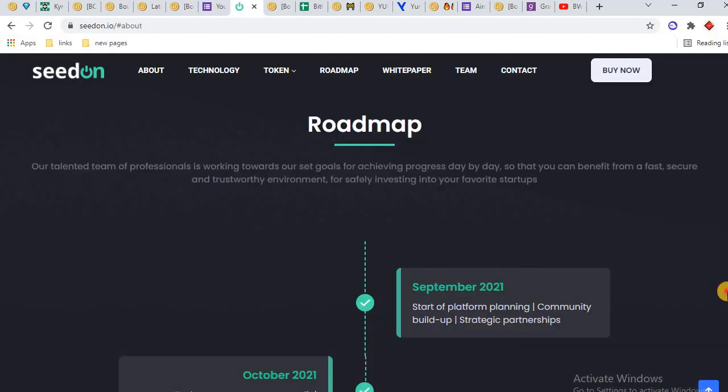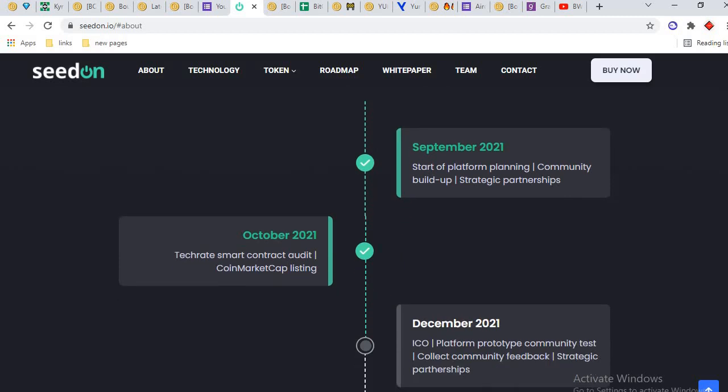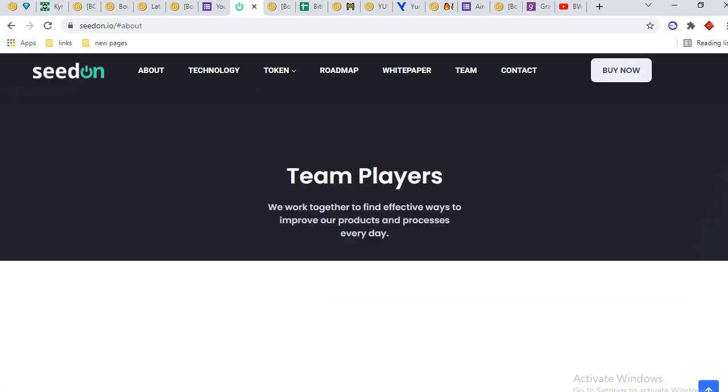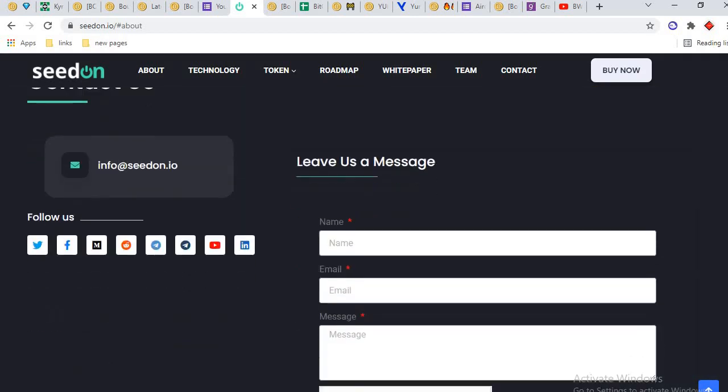This is the roadmap detail. September 2021, start of platform planning and community. Then the team players' detail, and these are their social media links. You can also follow them.